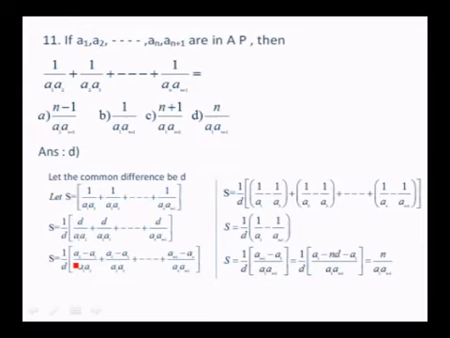So the first term can be written as, see, if you divide a2 by a1 a2 you get 1 over a1. If you divide a1 by a1 a2 you get 1 over a2. So the first term can be written as 1 over a1 minus 1 over a2.